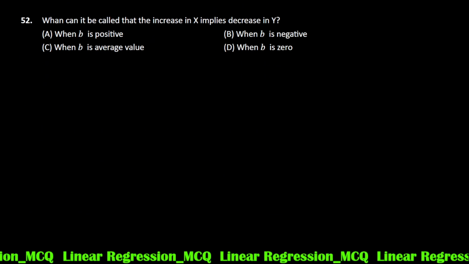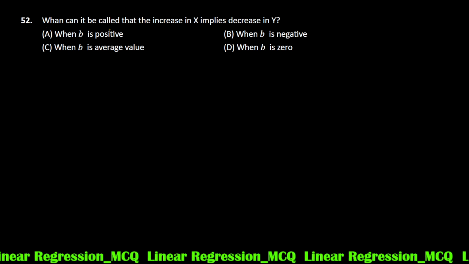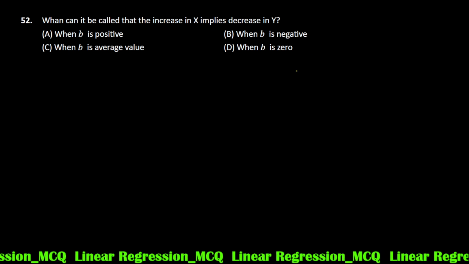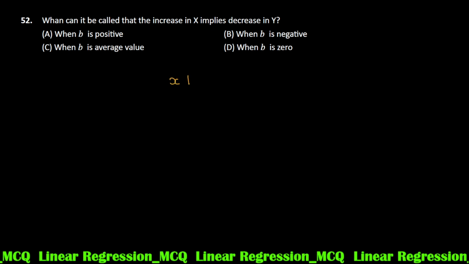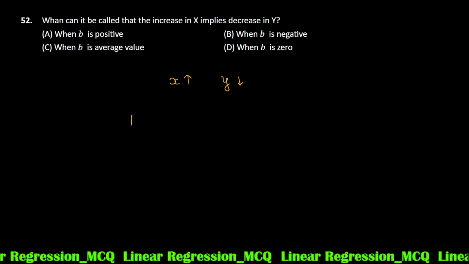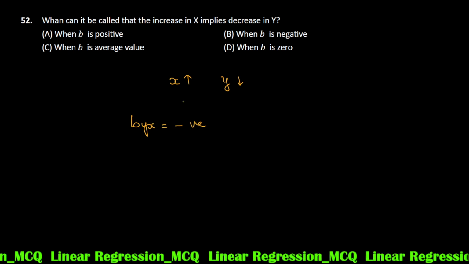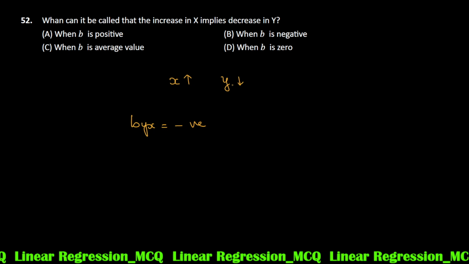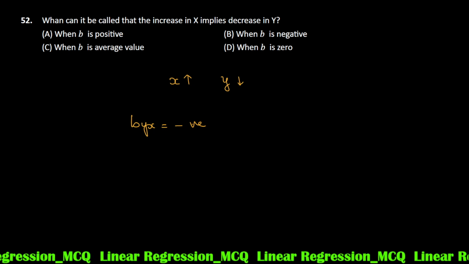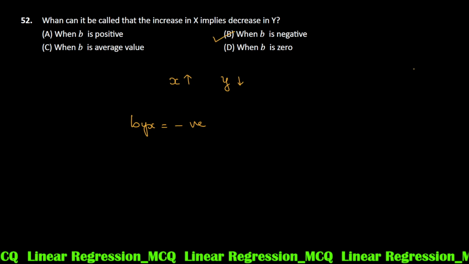Question 52. What can it be called? The increase in x implies decrease in y. Okay, if value of x increases, value of y decreases, then byx is negative, and if value of x increases, then the dependent variable y decreases. Opposite change in x and y, it is given in option B when b is negative.